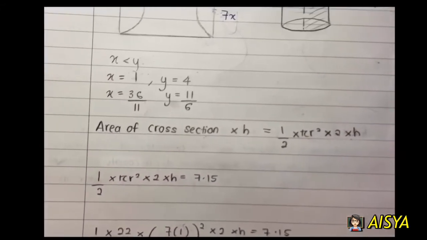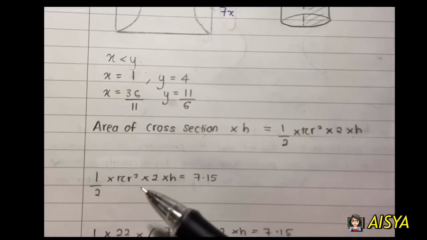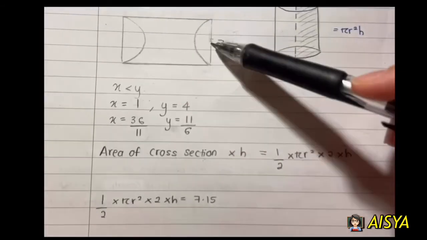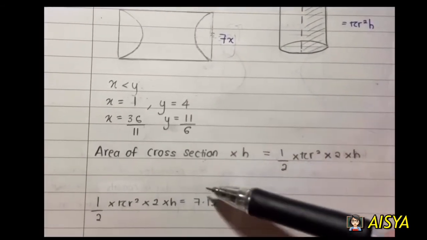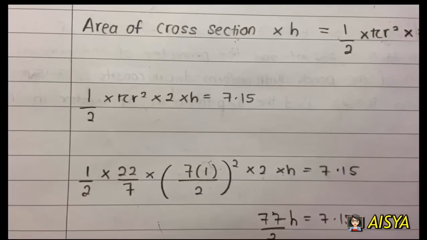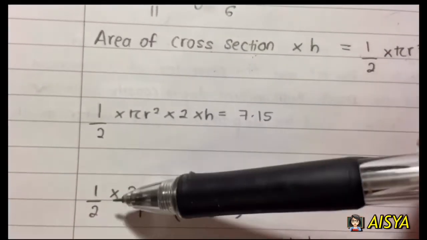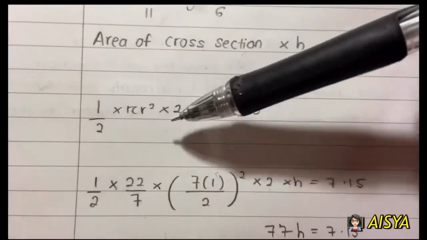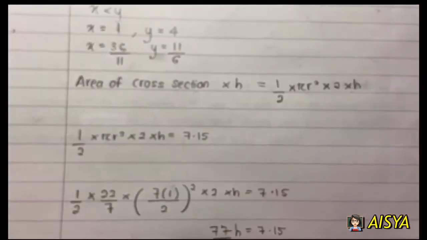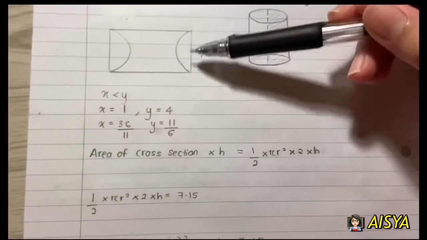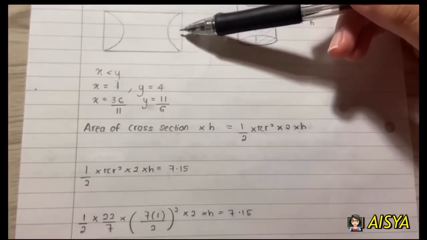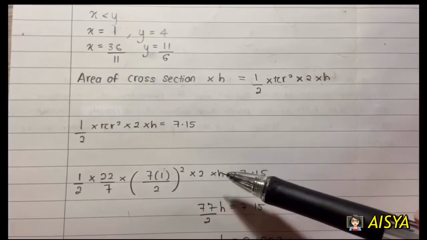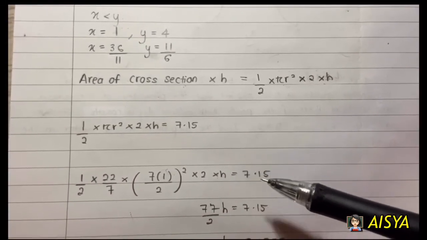So here's the formula, 1 over 2 times pi r squared, which is the semicircle, times 2, because there's 2, and times height, equal to 7.15. So I'm just replacing 1 over 2, pi 22 over 7, r squared 7 over 2, because this is diameter. So if you want to find radius, you have to divide by 2. Square times 2 times height is equal to 7.15.